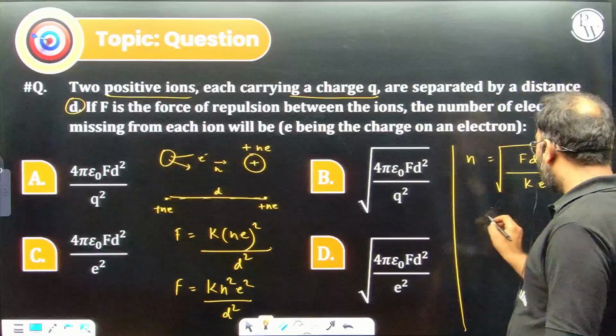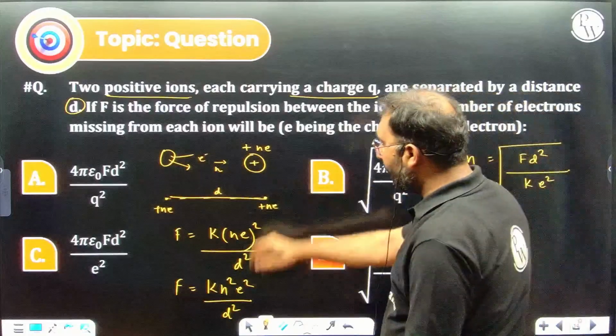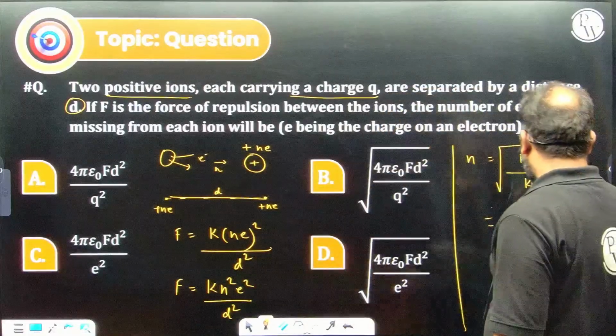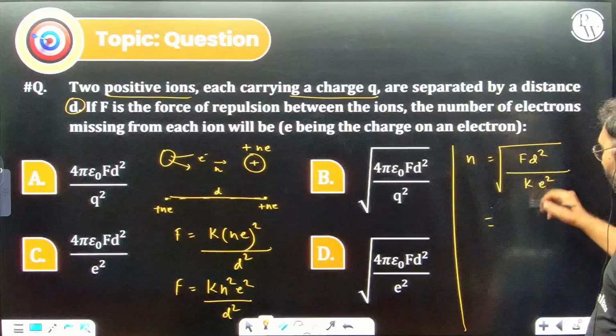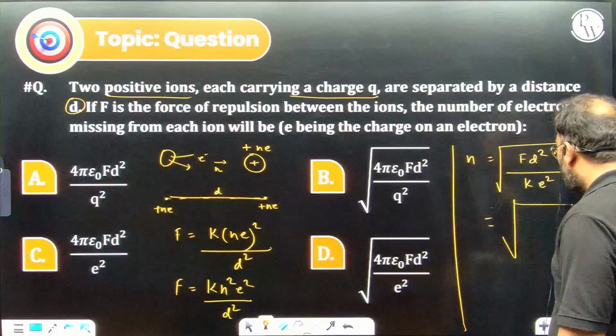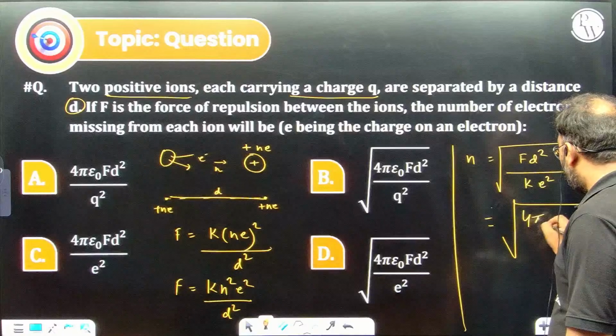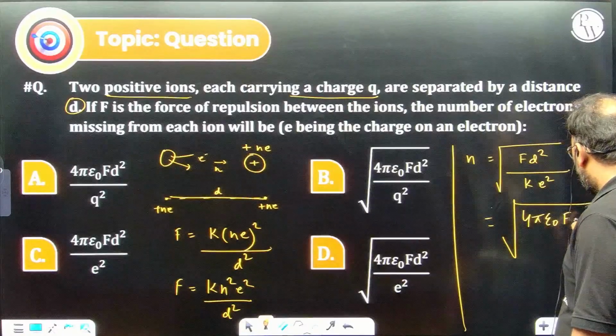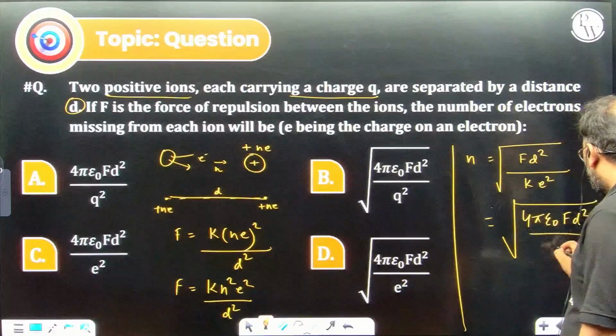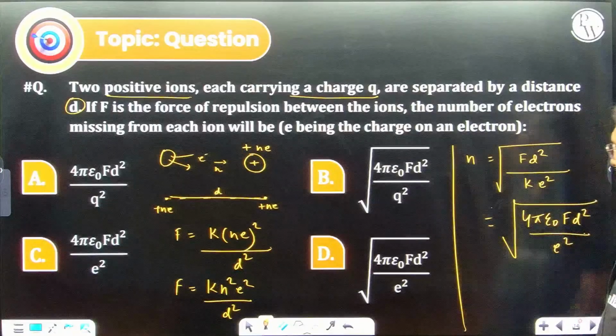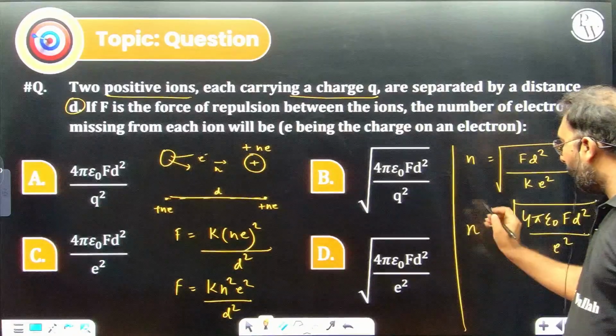Then they have written all the expression in terms of 4 pi epsilon naught. So this K will be written as 1 upon 4 pi epsilon naught, that will go up. So n is root of 4 pi epsilon naught F d square by e square. This is the value of n.